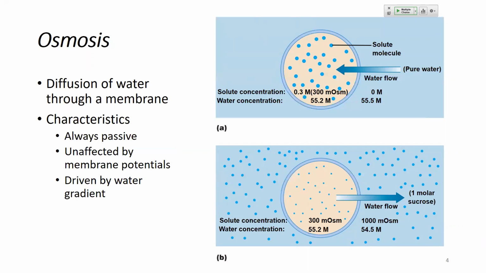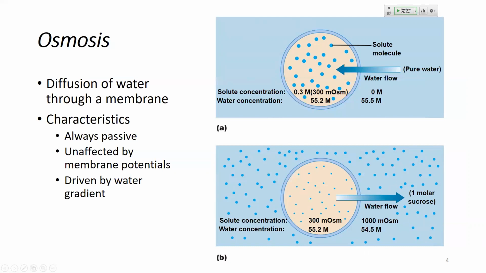There are two scenarios. The first cell shows that there is a higher solute concentration inside the cell, and outside the cell there are no solutes, so this is pure water. Okay, and so we have a gradient where there is a higher concentration of solute, a lower or zero concentration of solute, and so water wants to move along its concentration gradient where it is highest on the outside and lowest on the inside. The second scenario is the opposite.